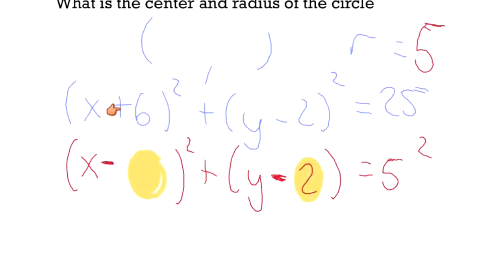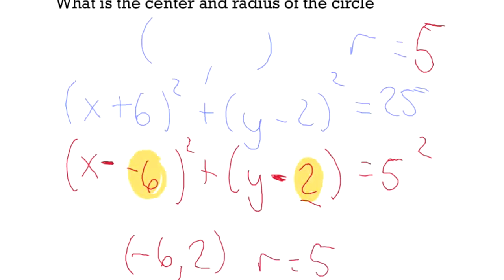How can I rewrite a plus 6? If I wanted to have a negative in it, can't I rewrite a plus 6 as minus a negative 6? Are we okay with me doing that? A plus is the same as writing minus a negative. So now it's in the right format, right? Now it says x minus. So what's my h really? My h is really a negative 6. What's my k? 2. r equals 5.